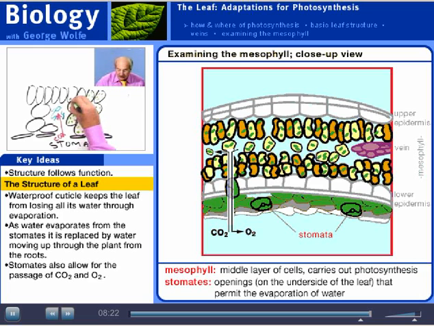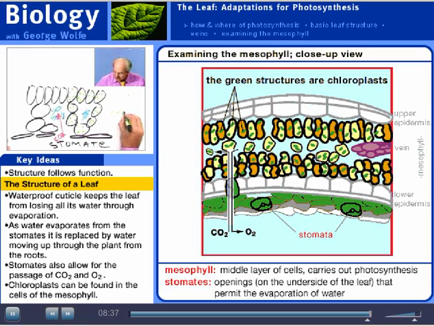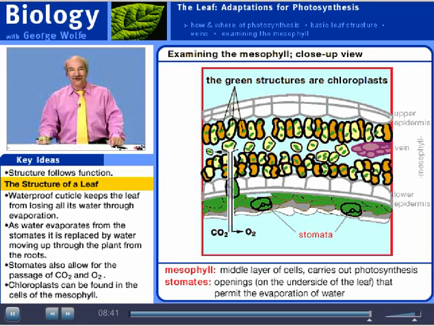These are going to be the things that have this pigment in them called chlorophyll. And those little green structures are chloroplasts. So the mesophyll is the business end of the leaf, and they have the chloroplast in it. What's in the chloroplast? Well, that is the secret to photosynthesis.